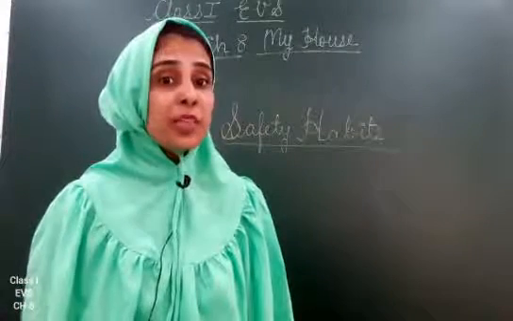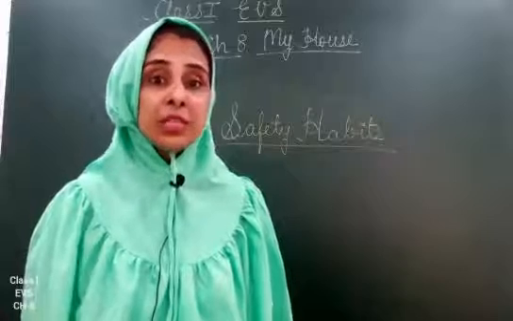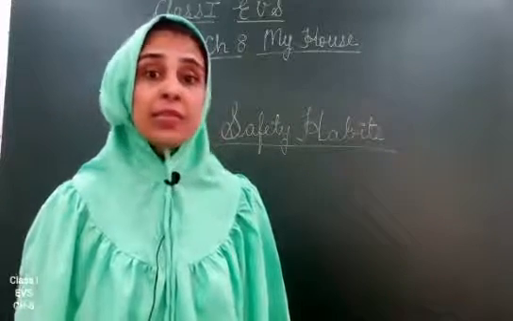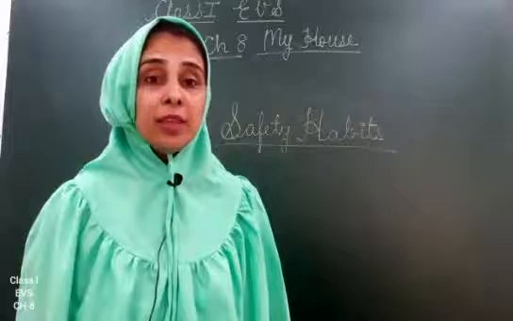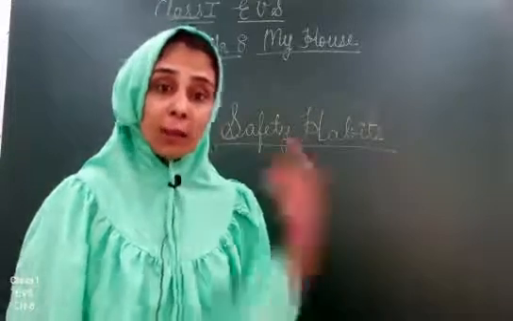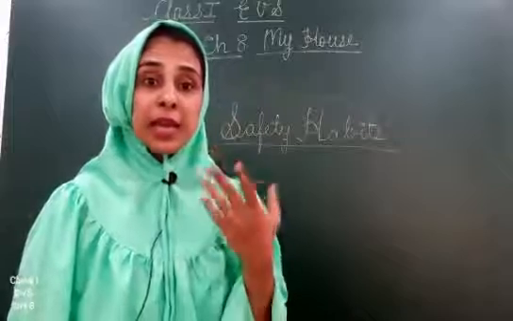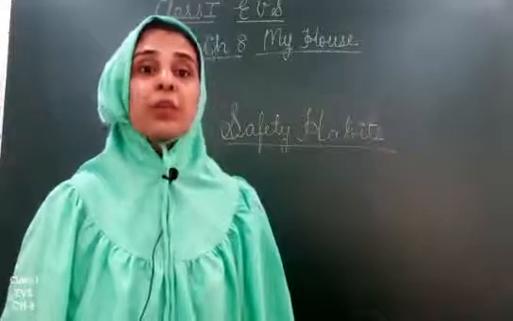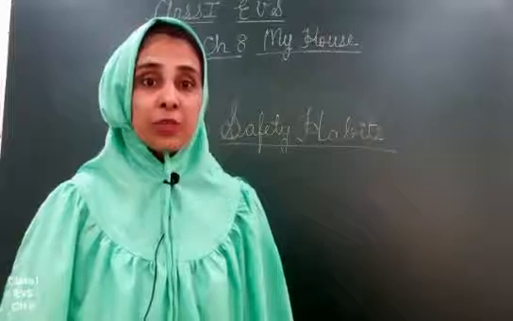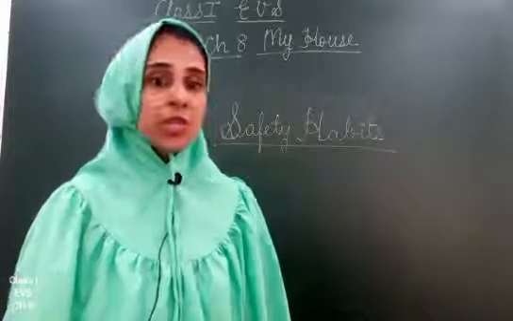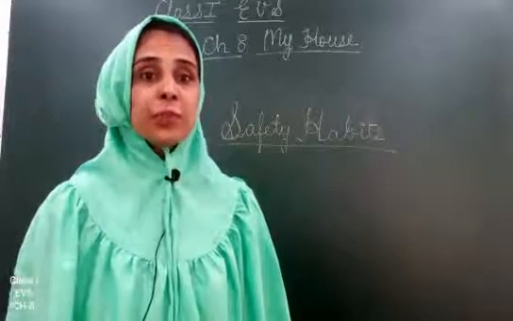Now, what are sharp objects in the house? Like needle, knife, scissors, or anything which are pointed, na? Jo aapko aankh mein lag gayi, nose mein lag gayi, ears mein lag gayi, tongue, lips mein lag gayi, hands mein lag gayi, what will happen? It will start bleeding. You will have bleeding. So you shouldn't touch any sharp object. Okay?